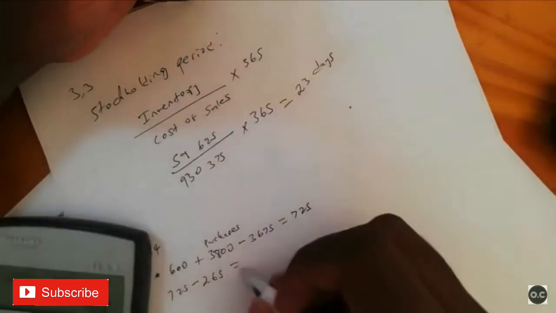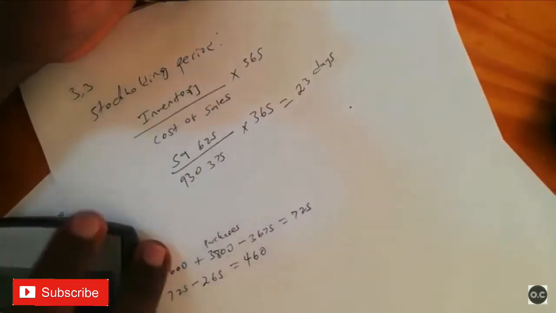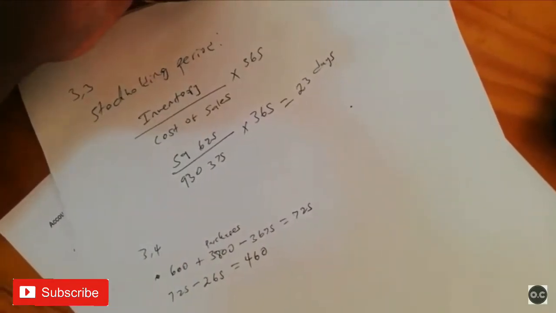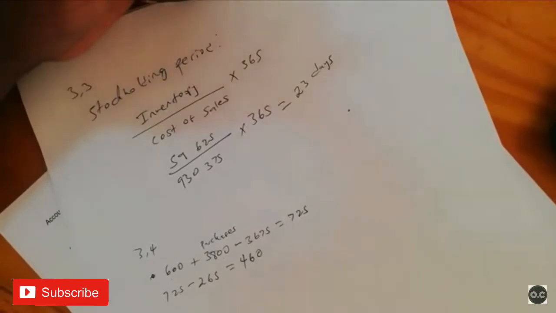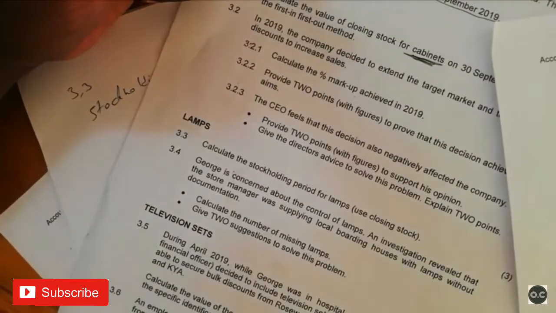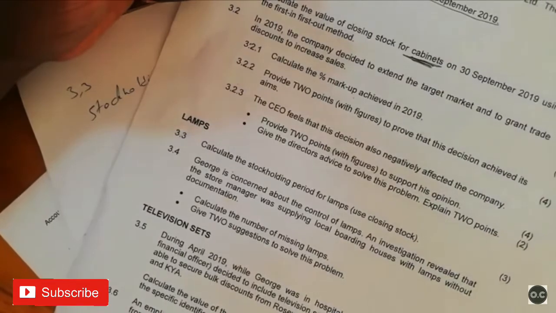460. So 460 lamps are missing. That's a lot of lamps. Okay. I think this comrade must be fired. But in any case, that's him. Okay. Now you can then bring in the suggestion to solve this problem.